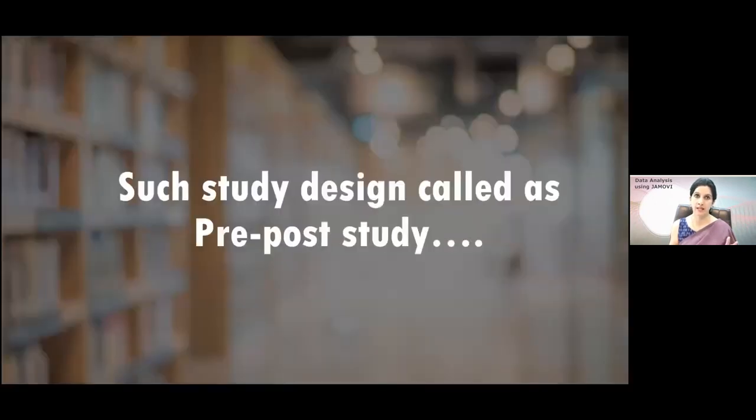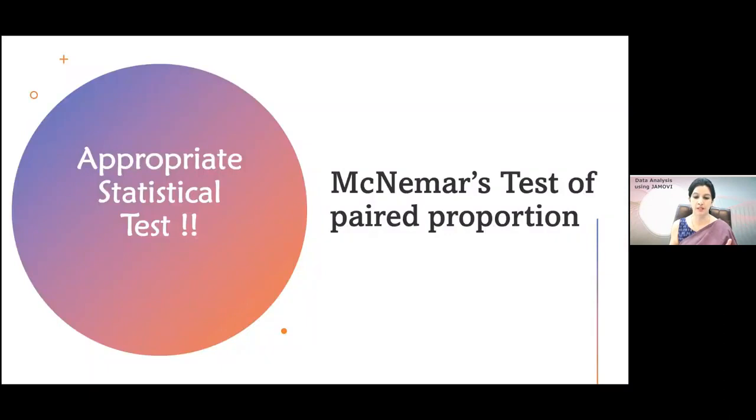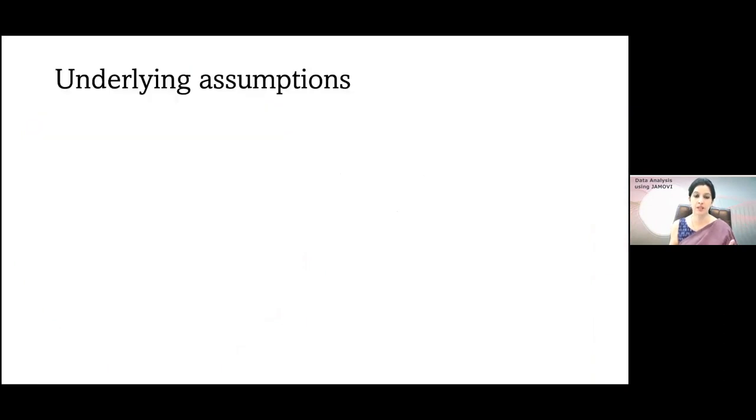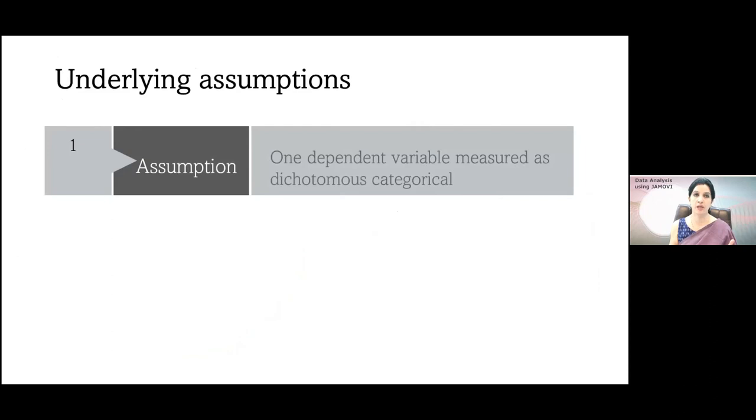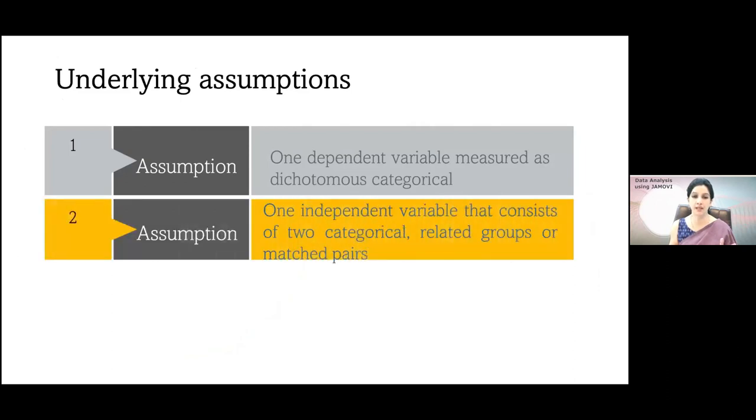So in this case, the appropriate statistical test is the McNemar test, and such a research design is known as the pre-post study. We apply the McNemar test of paired proportion in this case. There are a few underlying assumptions. The first assumption is one dependent variable which should be measured on a dichotomous scale. I have emphasized this, that if it has more than two categories, you cannot apply the McNemar test.